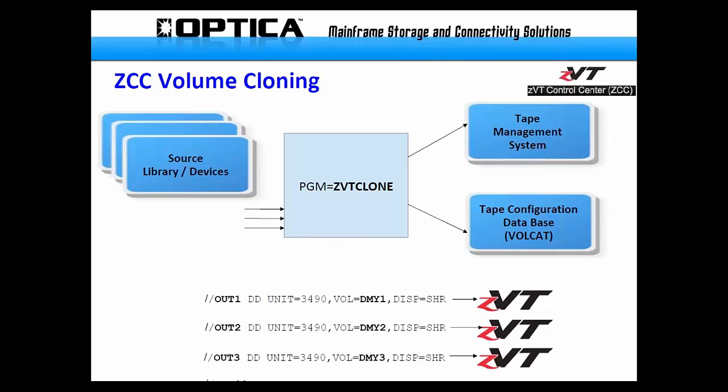So we have one update per volume to the tape management system, and if it's an SMS managed tape, one update per volume to the TCDB, to the Volcat entry, again, to indicate the new library location. So it's a very efficient way of copying large numbers of volumes without having to do a lot of metadata updates. And so this is sort of a migration overview.